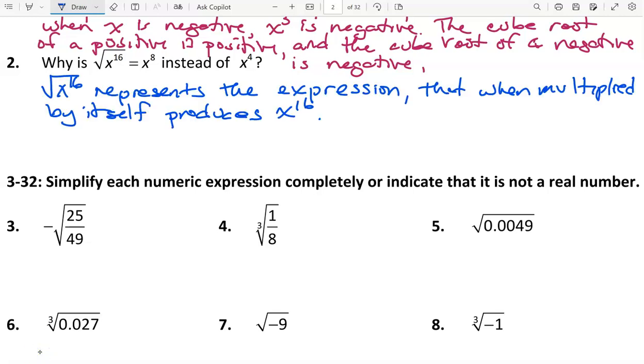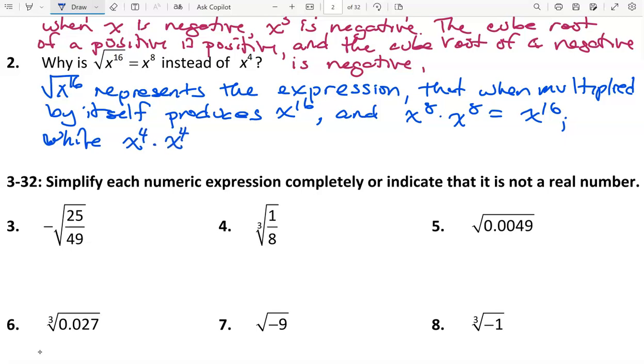It is important to realize that the square root of x to the 16th represents the expression that when multiplied by itself produces x to the 16th. And x to the 8th times x to the 8th is equal to x to the 16th. While x to the 4th times x to the 4th power is x to the 8th.